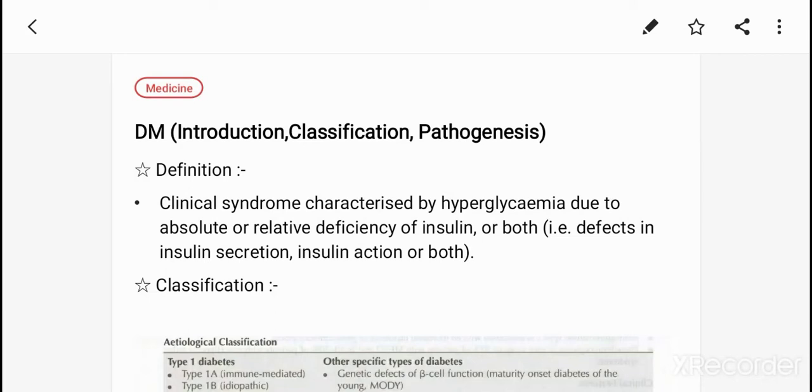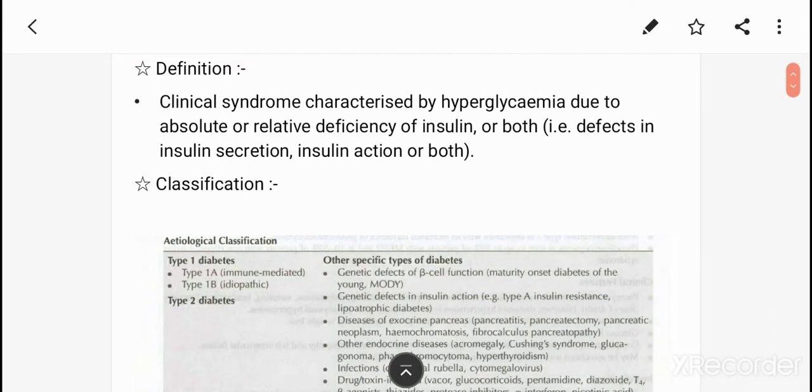Today we are going to discuss diabetes mellitus: introduction, classification and pathogenesis. Definition: it is a clinical syndrome characterized by hyperglycemia due to absolute or relative deficiency of insulin or both. That is, there may be defects in insulin secretion, insulin action or both.